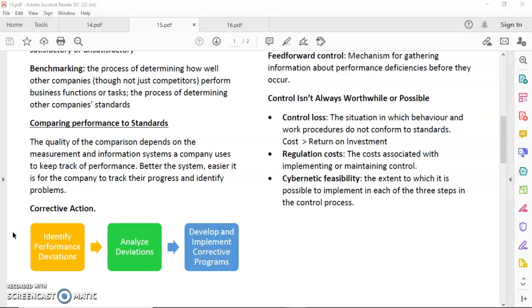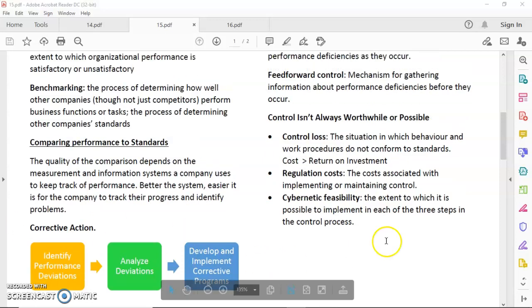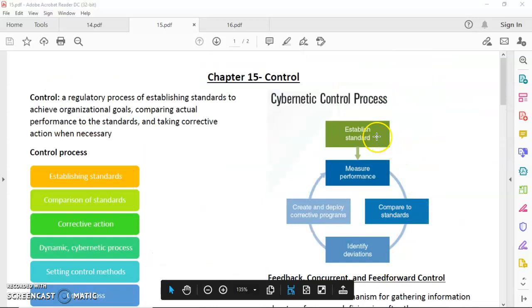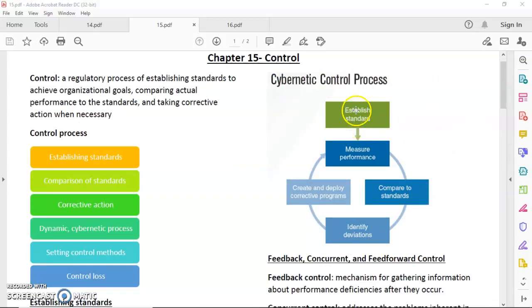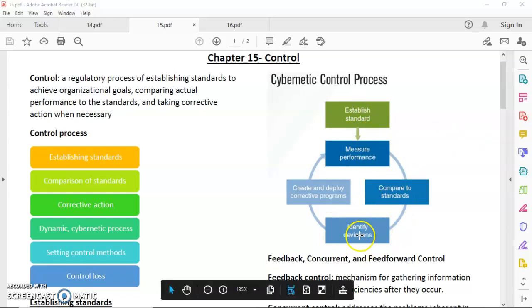After, we need to correct the action. So we identify the performance deviation, analyze the deviation, develop and implement corrective programs. Here's the cybernetic control process that starts with establishing standard, measuring performance compared to standard, identifying deviation, create and deploy corrective programs.